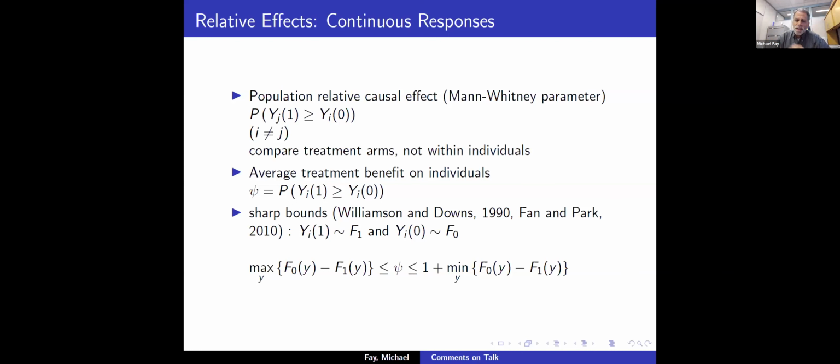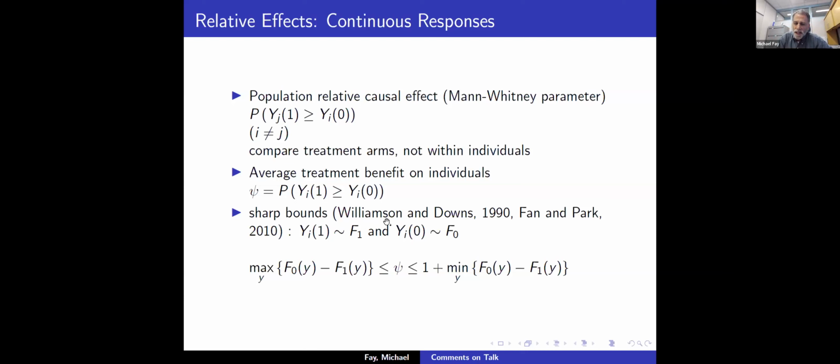In that probability statement, I use separate indices J and I to indicate that you're not comparing the same person to themselves, their counterfactuals. What's nicer for interpretation causally is to have an average treatment benefit on individuals, but unfortunately you can't get it, even with a randomized trial.